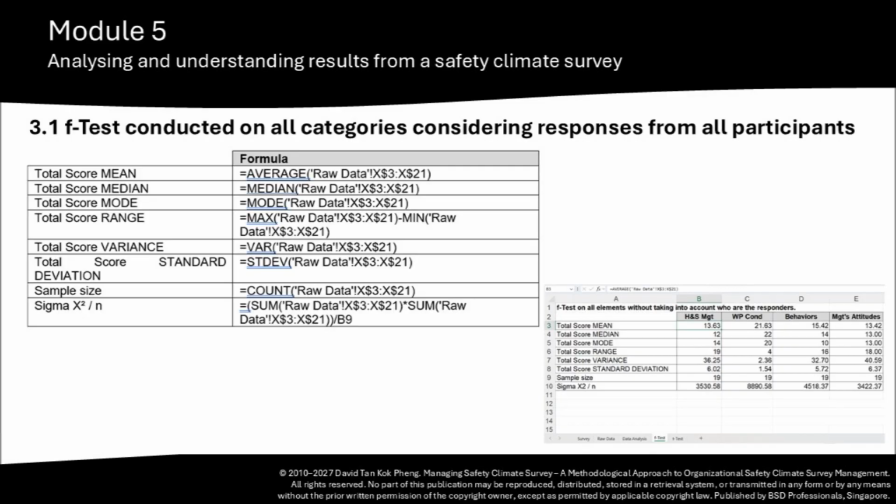The same set of formulas is then applied to the remaining constructs: workplace condition, workers' safe behaviors, and management's attitudes, values, and beliefs, by adjusting the cell ranges accordingly. This ensures a consistent statistical comparison across all categories, forming the basis for further F-test interpretation and analysis.